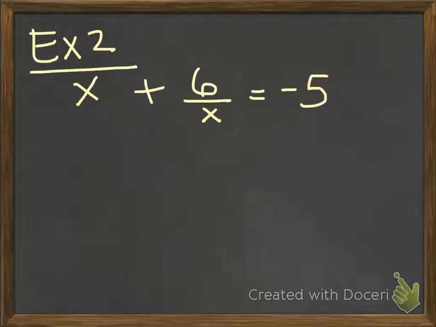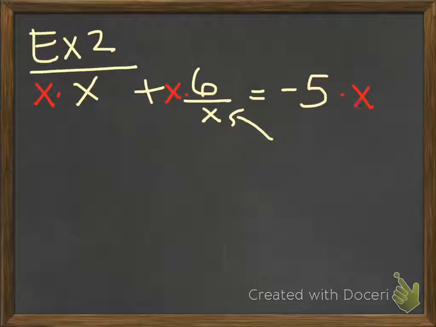Okay, example 2. x plus 6 over x equals negative 5. Here we do not have a fraction equaling a fraction, so we have to try to solve for x. And this goes back to fraction busting. We have x in the denominator. It's the only one that we have in the denominator. So to get rid of the fraction, we're going to do fraction busting. We're going to multiply everything by x, and that will get rid of the x as a denominator.